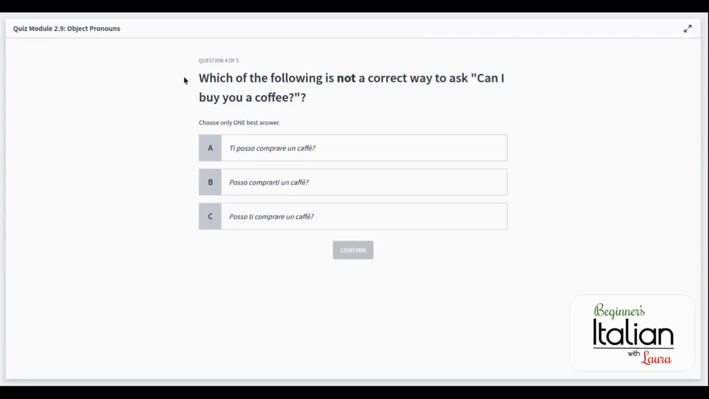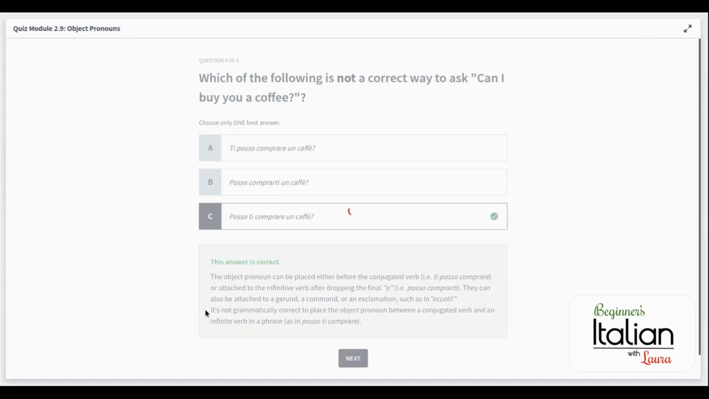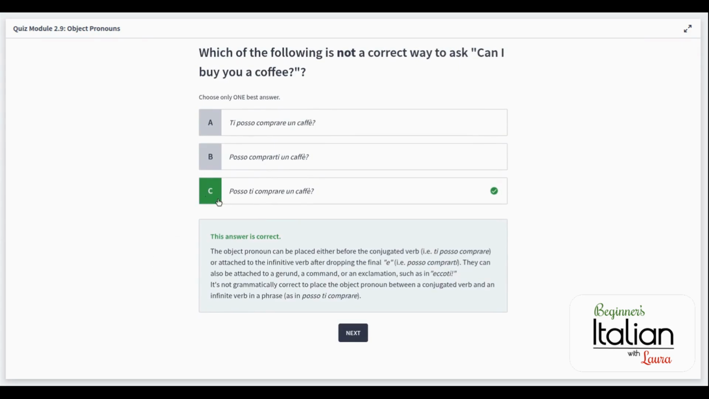Okay, number 4. Which of the following is not a correct way to ask, "Can I buy you a coffee?" Choose only one best answer. A. Ti posso comprare un caffè? B. Posso comprarti un caffè? Or C. Posso ti comprare un caffè? Okay, so letter C was the incorrect answer.